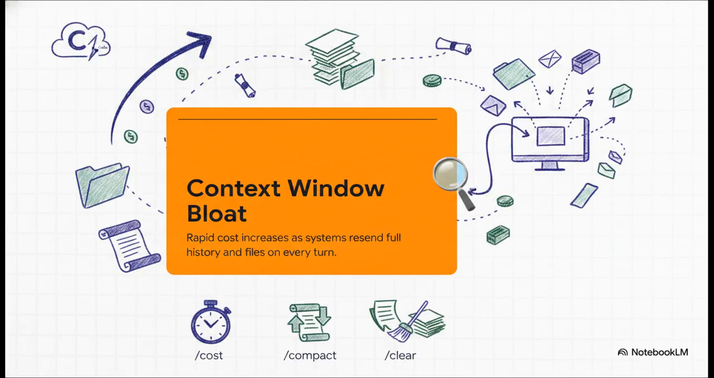So, why do we need all of these defensive layers in the first place? Well, it all comes down to context window bloat. This is the core fundamental risk of using agentic systems. It's the rapid cost explosion that happens when the system resends your entire conversation history, plus large files, plus diffs on every single new turn. Each new message literally costs more than the last one did. To combat this practically, run /cost periodically. Use the /compact command to summarize your history, and don't be afraid to use /clear to start totally fresh between unrelated tasks.